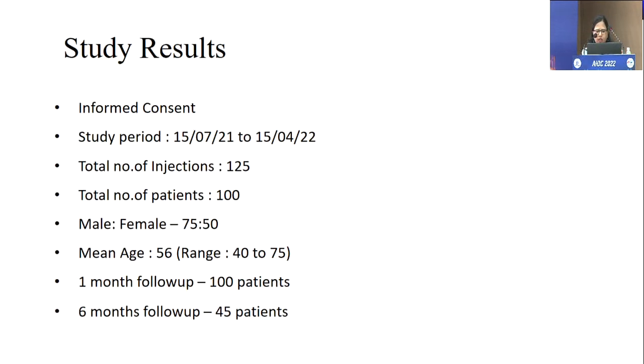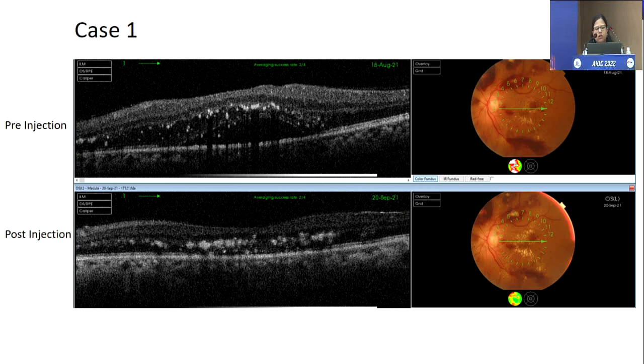The study period was from July 2021 to April 2022, and we gave around 125 injections in 100 of our patients. There were around 75 males and 50 females, and the main age group was 56 years. One month follow-up was done for all our patients, and 6-month follow-up was done for 45 patients. These are a few of our case examples.